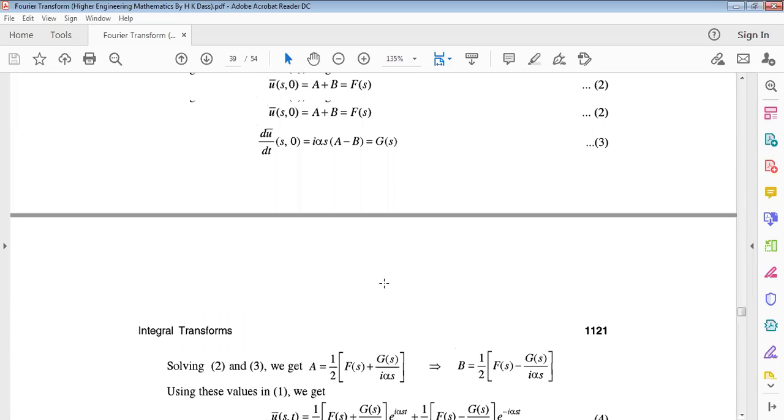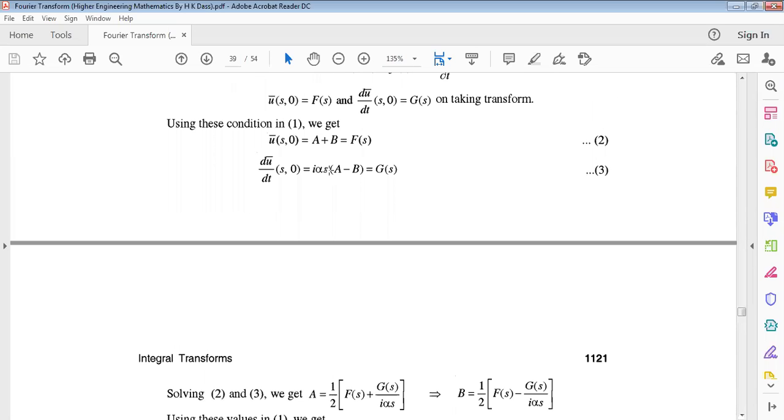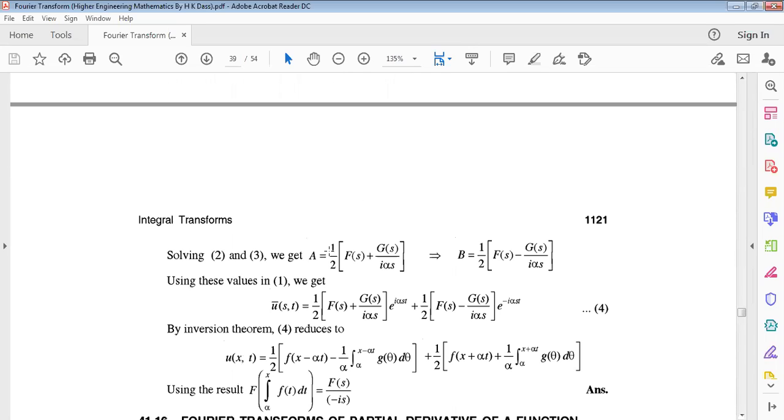Now solving equations 2 and 3 for a and b, we get a equals to this and b equals to this one. Now using these two values, the total solution of 1 will be u bar(s, t) equal to half a e to the power i alpha s t plus half b e to the power minus i alpha s t.